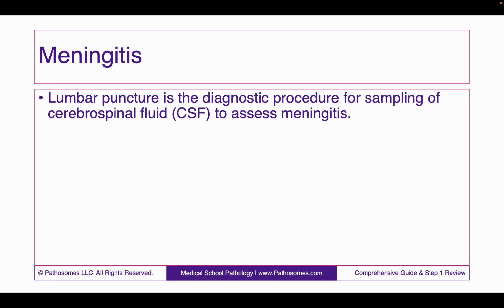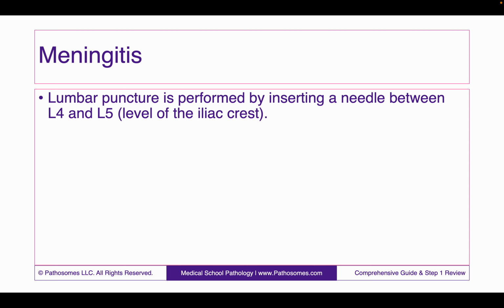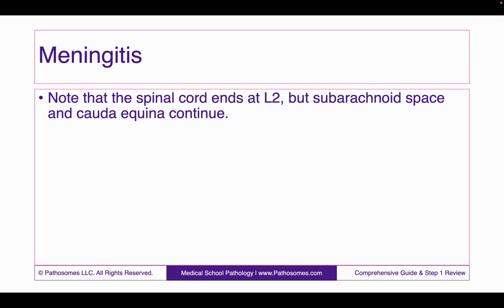In regards to meningitis, a lumbar puncture by you, if you're a future anesthesiologist, a lumbar puncture is the diagnostic procedure for sampling of cerebral spinal fluid to assess for meningitis. And a lumbar puncture is performed by inserting a needle typically between L4 and L5 at the level of the iliac crest. And keep in mind that the spinal cord ends at L2, but subarachnoid space and cauda equina continue.